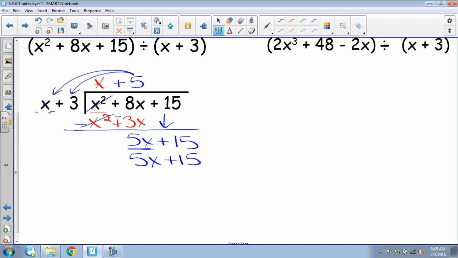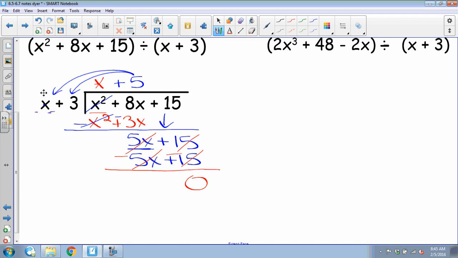Multiply. Now what's the next step? Subtract, which means change all those signs down here. So when I change the signs, that's going to become negative 5x, and that's going to become negative 15. And so these cancel, but these also cancel, leaving me with 0. What's this? The remainder. So my remainder is 0. What does that mean?